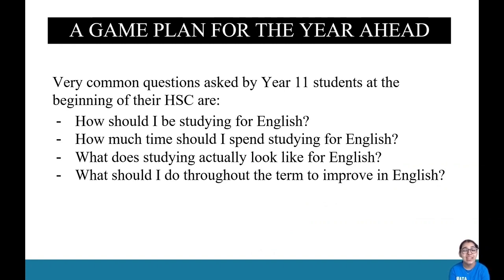So some common questions that we usually get asked. How should I be studying for English? How much time should I spend studying for English? What does studying for English actually look like? And finally, what should I do throughout the term to improve in English? And I think I have inevitably answered all of them, or most of them. But let's have a look.